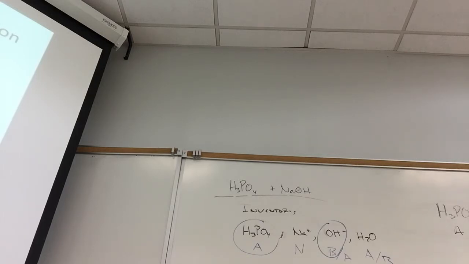Dihydrogen phosphate's amphoteric, so it can go either way. Water can go either way too. Which way it goes depends on the reaction. And so we have to look. If we were to reverse this reaction, would dihydrogen phosphate gain a proton or lose a proton going backwards? It gains a proton. The proton acceptors are the base. So dihydrogen phosphate's acting as a base. When we look at water going backwards, does water gain or lose a proton? It loses, so that's the acid.